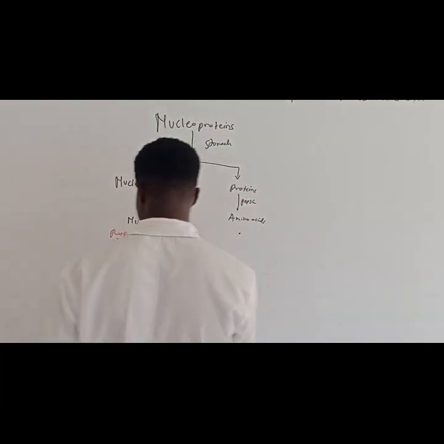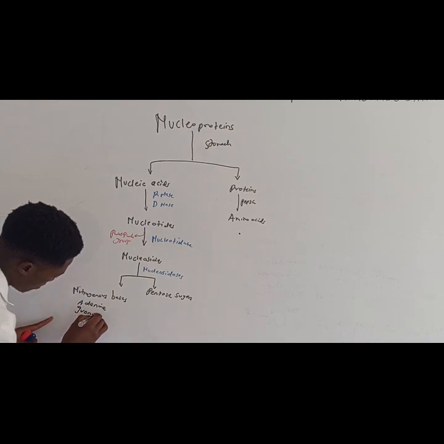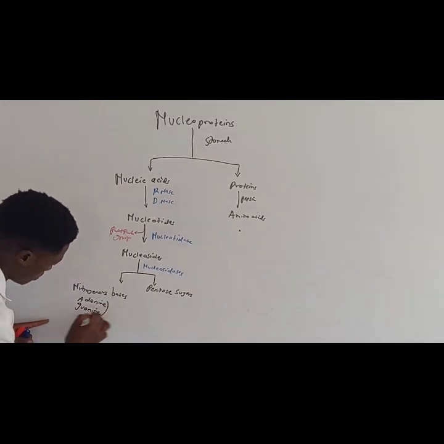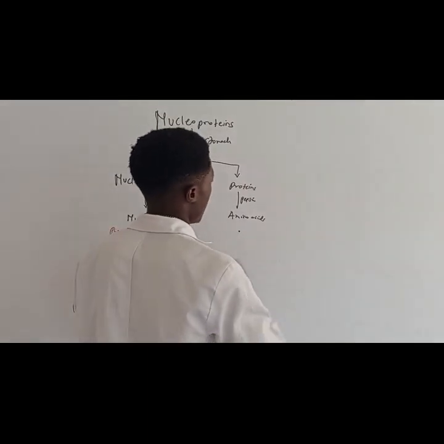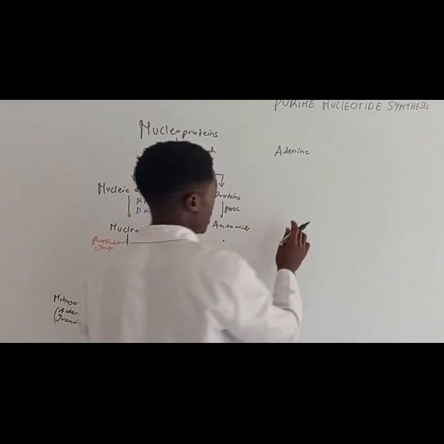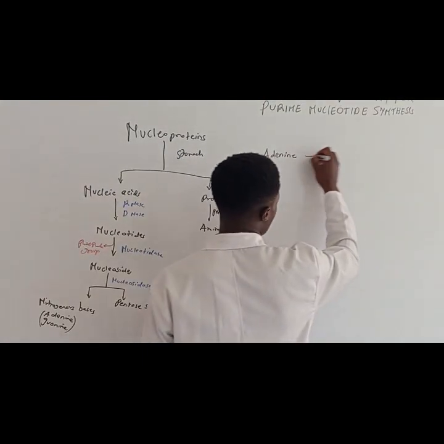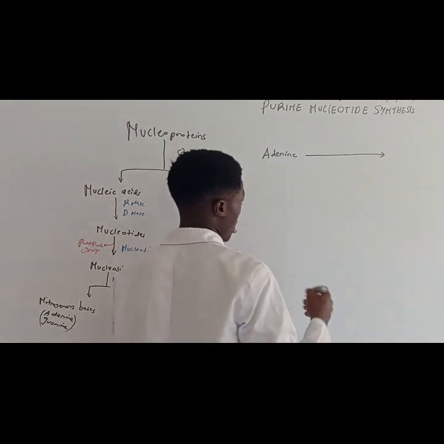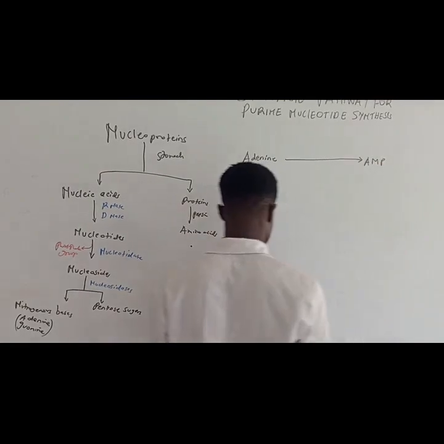For example, when you have adenine, I just told you that you can have adenine and guanine. Now, for example, let's say you have adenine. We synthesize the nucleotide from this particular nitrogenous base. So adenine can be converted into AMP, that is adenosine monophosphate.